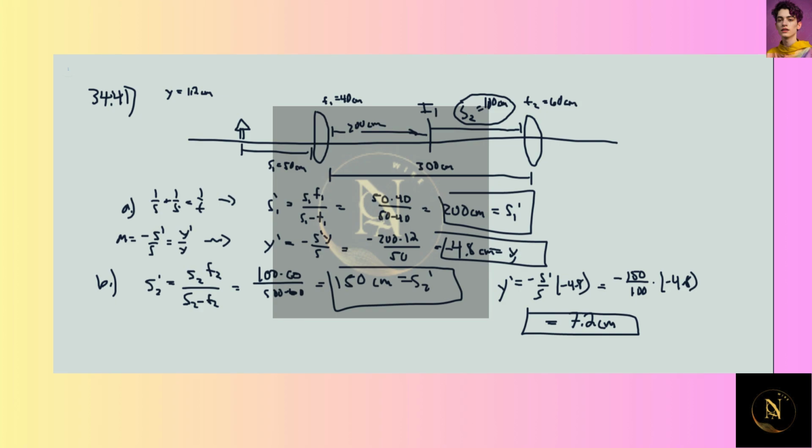It's going to be upright because the first lens inverts it, and the second lens inverts it again, back to normal. Awesome.